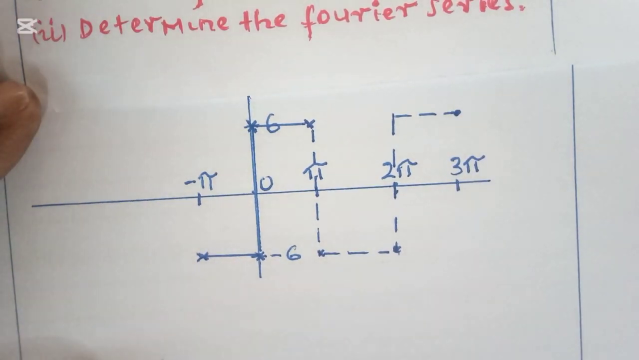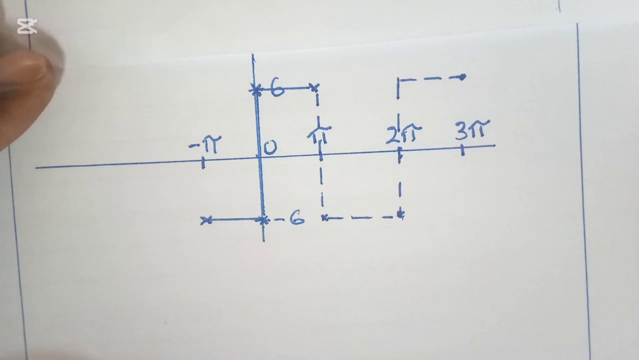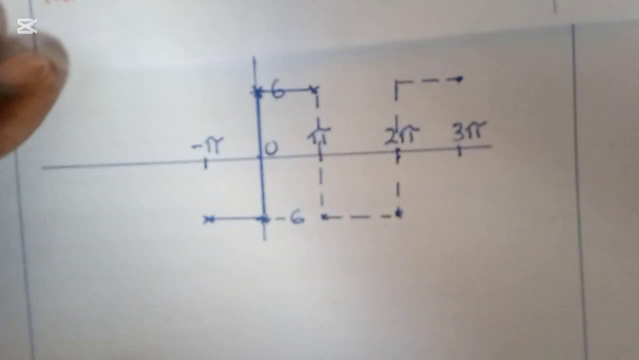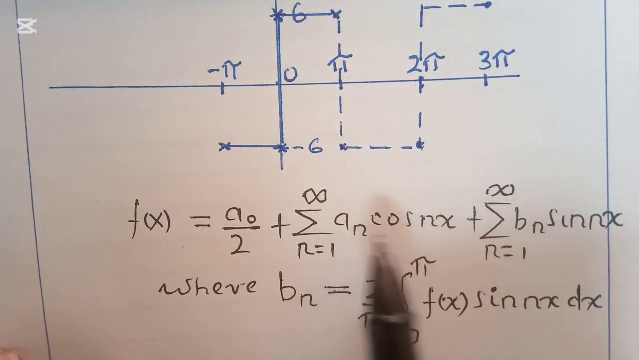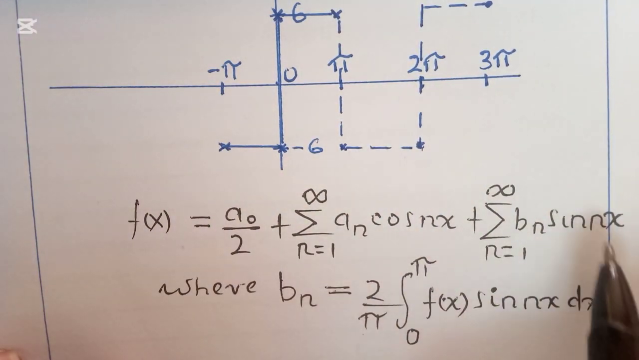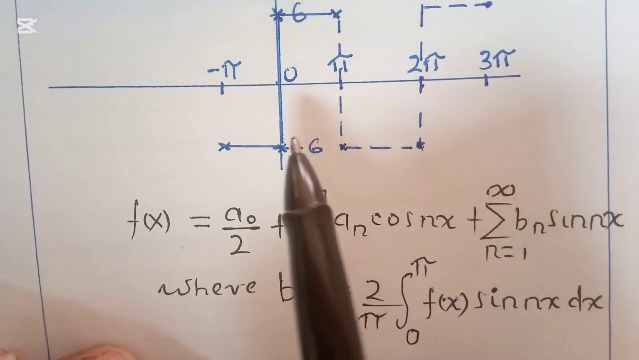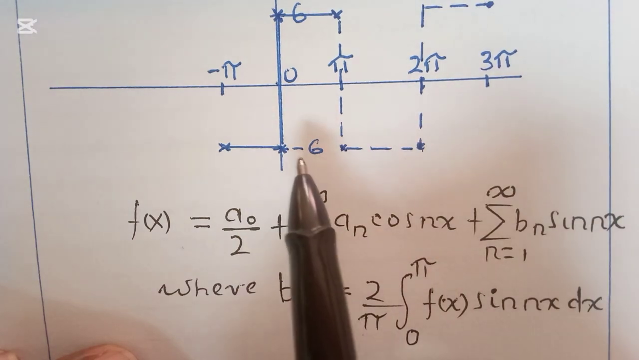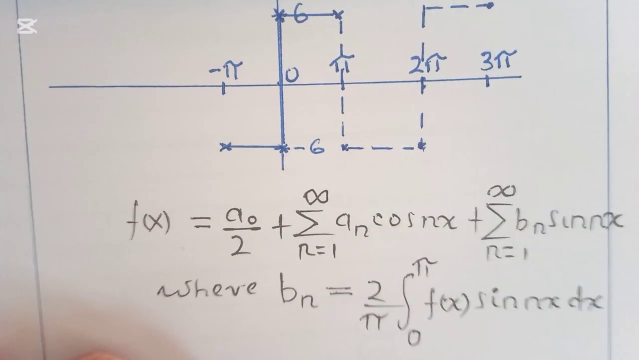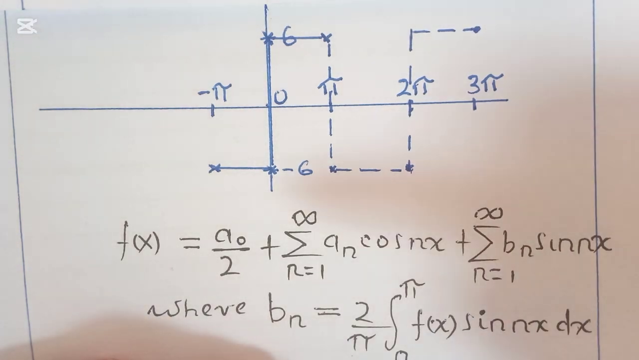From there, the question is to determine the Fourier series. So guys, let me write the equations that we need to use for that. Here is the complete series that we are supposed to use. The first thing we look at is this graph. We want to see whether this graph is even or odd, and the way we can find out is the line of symmetry.